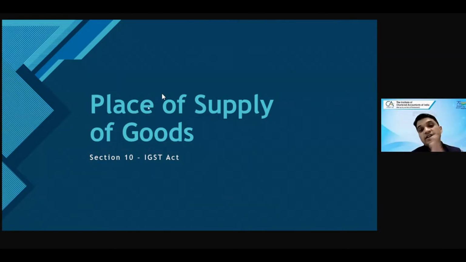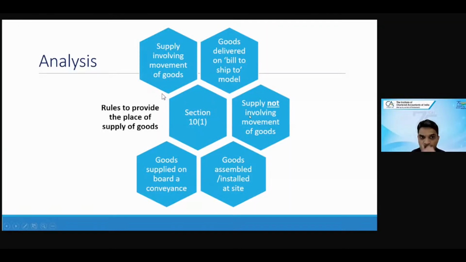Okay. Now we'll decide the place of supply of goods. Place of supply for goods, as we have discussed, is covered under Section 10 of the IGST Act. So what does this Section 10 say? That there are various rules to provide the place of supply of goods.